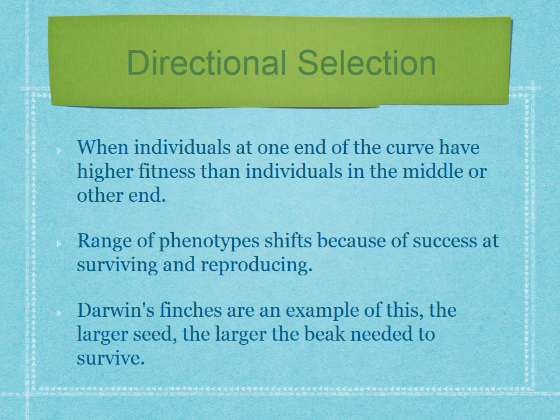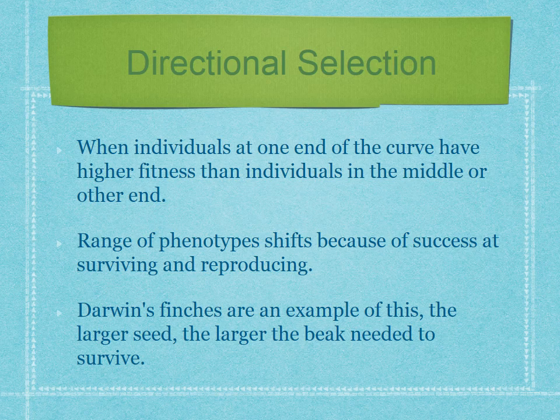So the first one we're going to talk about is directional selection. And this is when individuals at one end of the curve have a higher fitness than individuals in the middle or the other end. So you're talking about one of the extremes is going to have a better fitness. And literally what we're going to see is that range of phenotypes shift because of the success at surviving and reproducing. So Darwin's finches were a great example of this.